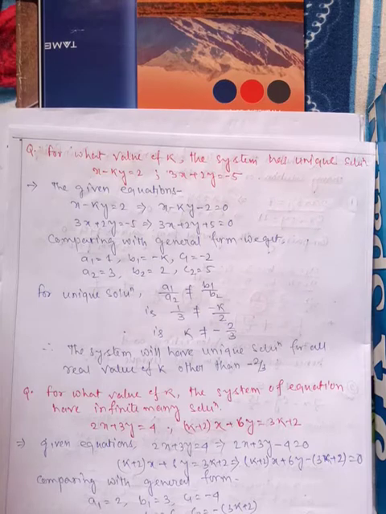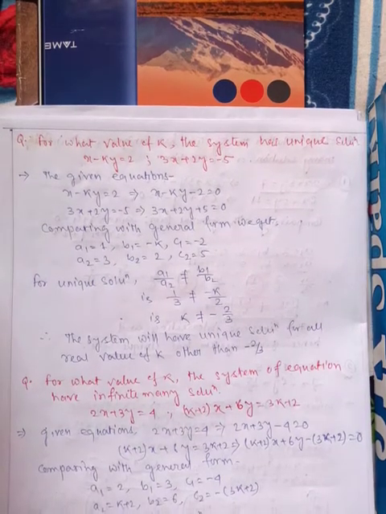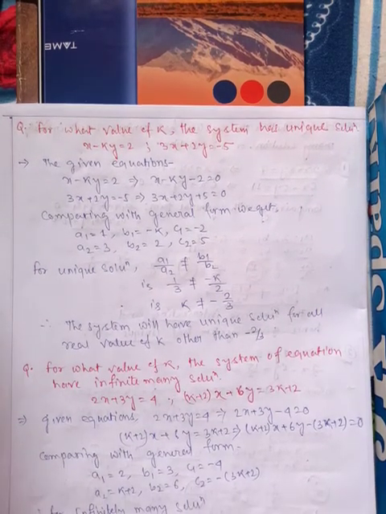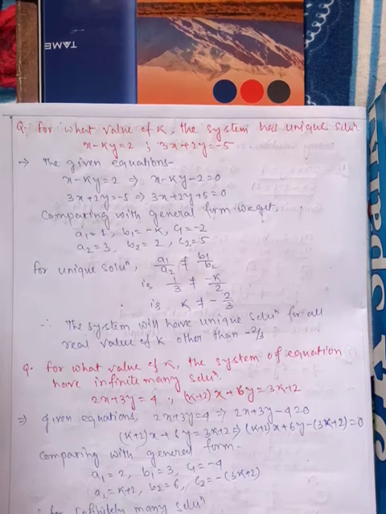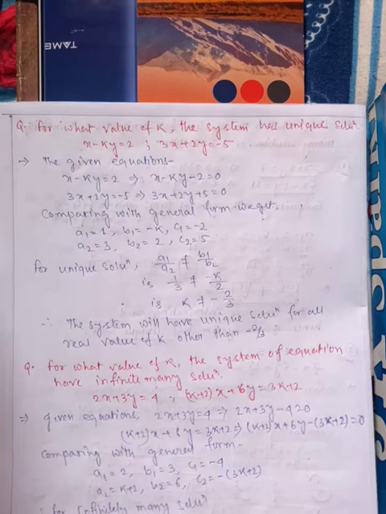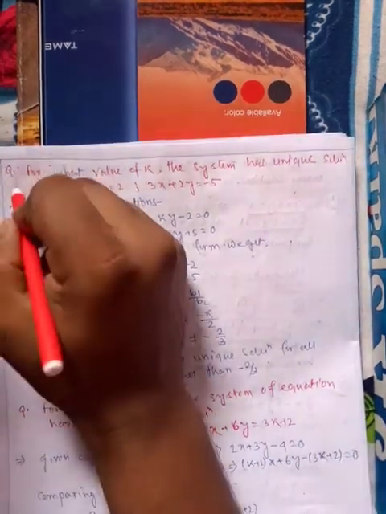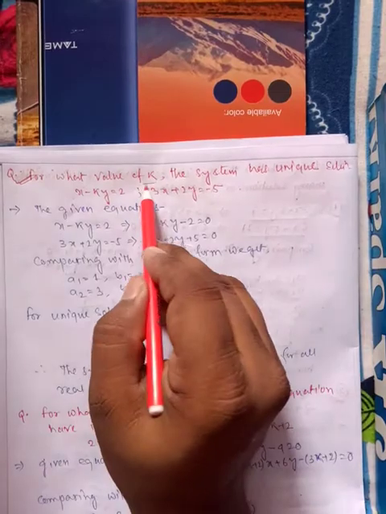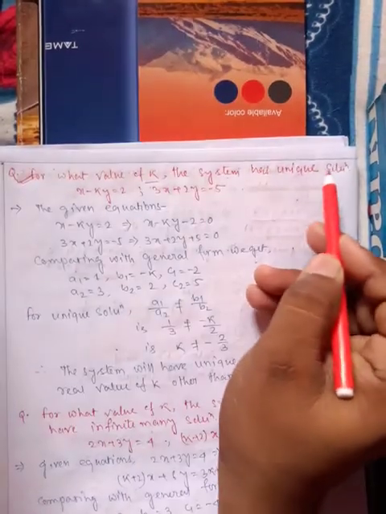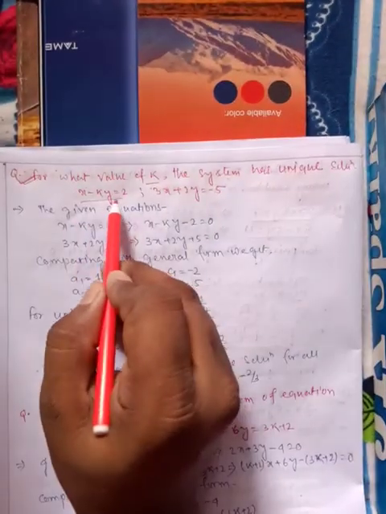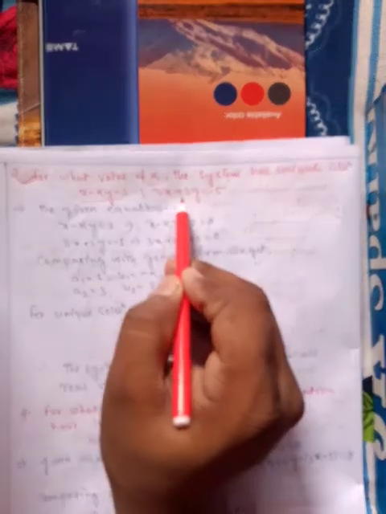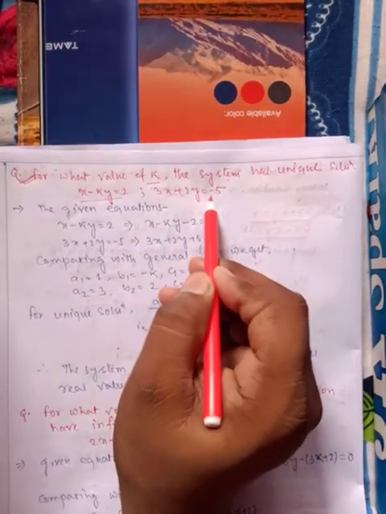Now we are going to discuss another two problems that depend on uniqueness, infinite number of solutions, and no solution results. So what is the question? The question is, for what value of k does the system have a unique solution? The system is given: x minus ky equal to 2, 3x plus 2y equal to minus 5.